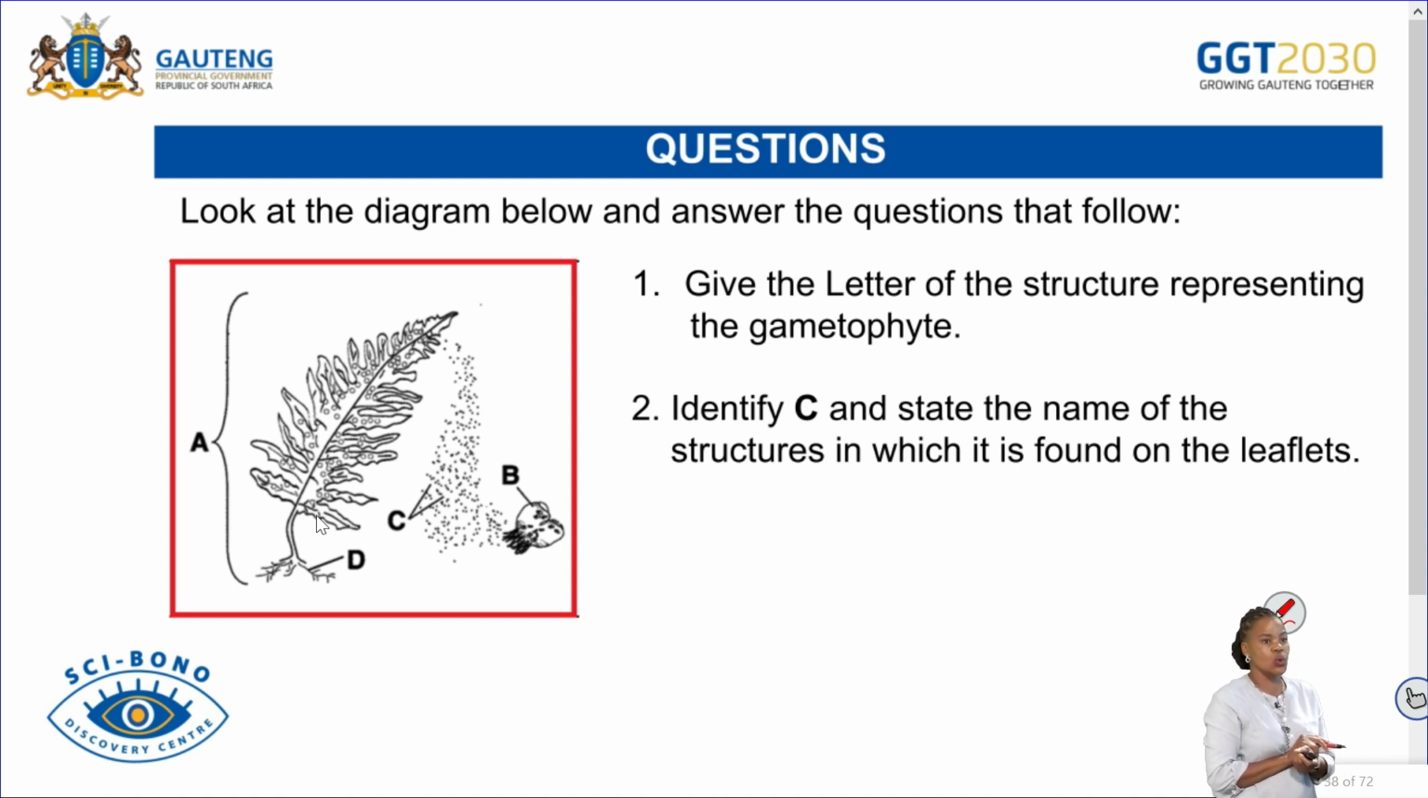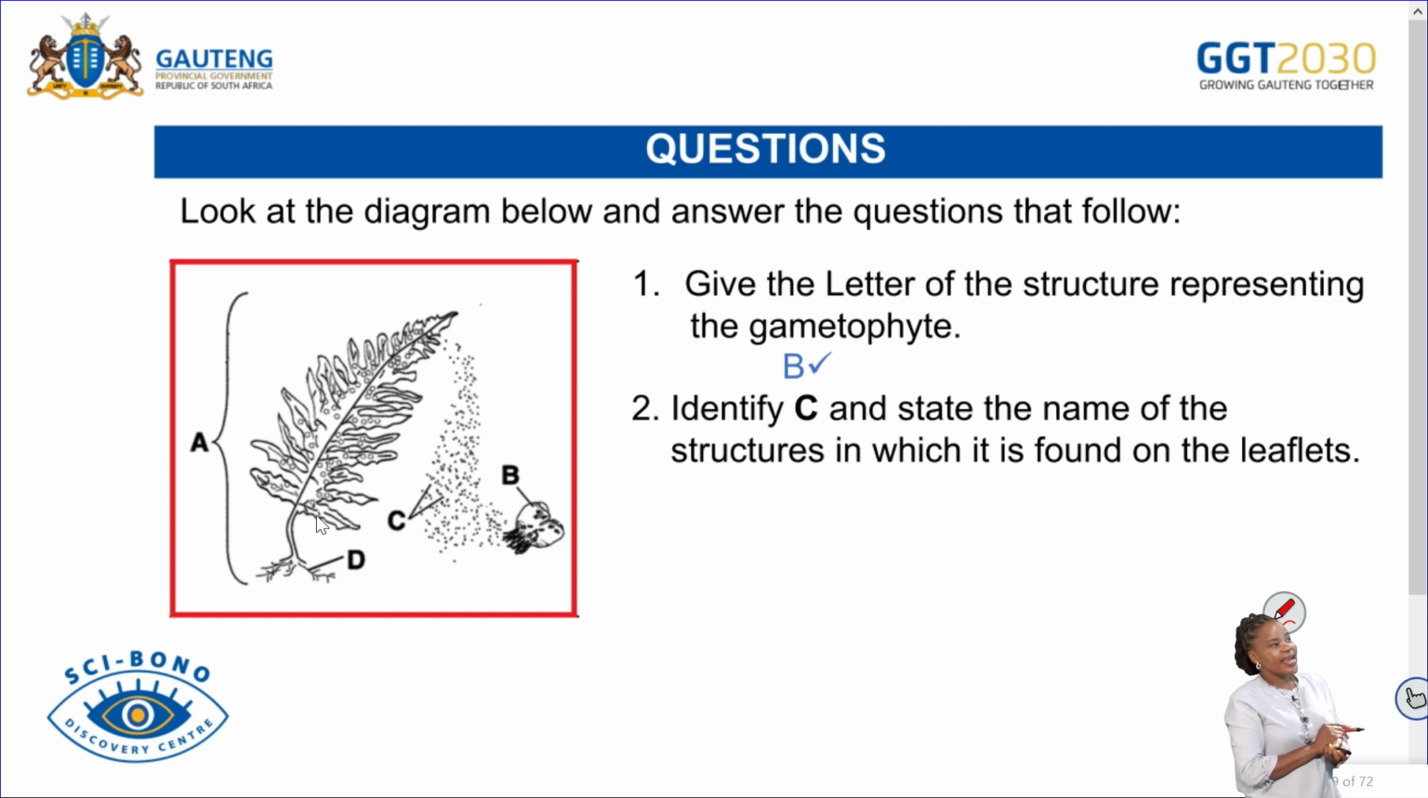Now let's quickly look into the questions which are based on the fern plant. Look at the diagram below and answer the questions that follow. The diagram has A, B, C, and D. The first question says, give the letter of the structure representing the gametophyte. Which part is representing the gametophyte? Remember, we said the gametophyte generation is the one which has the male and female gametes, and it has a heart-shaped structure. So the letter will be B.